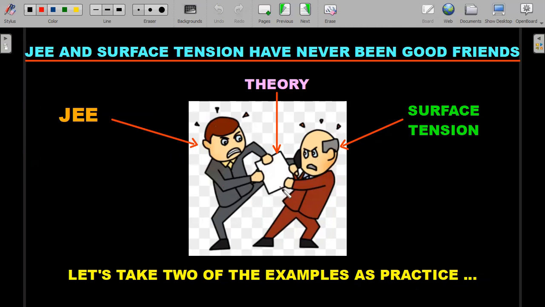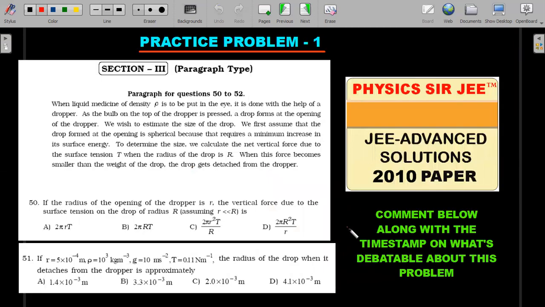Okay, the length of the video will not allow me to put forward all of them. I'll give you two examples, one from Mains and one from Advanced, to prove my point. I'll take up the solutions of these in the series, if at all the channel continues. So one is from the 2010 JEE paper.